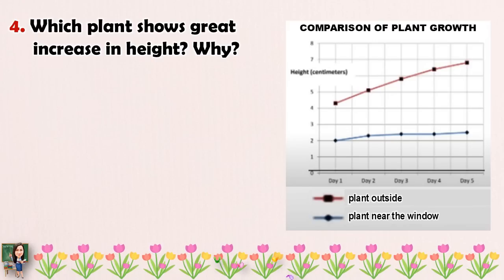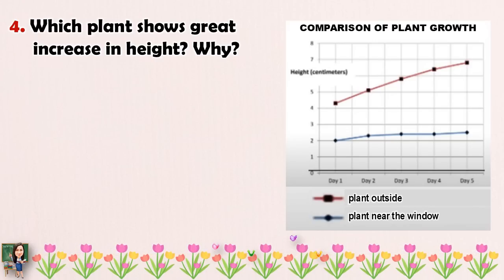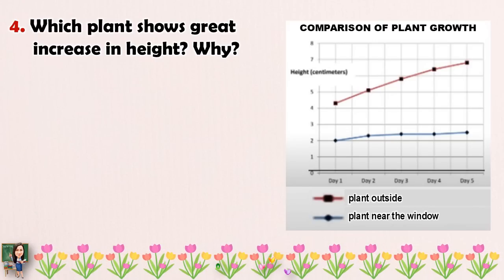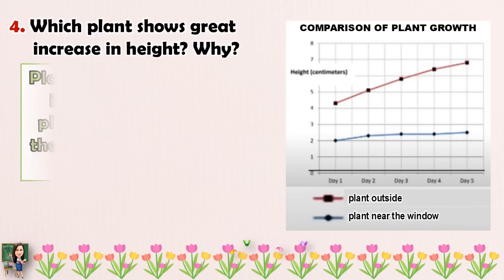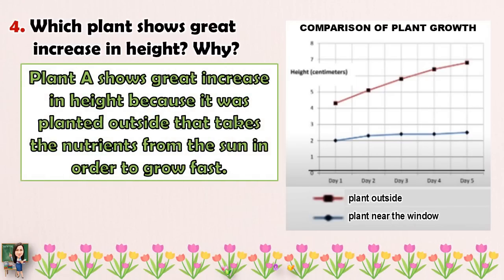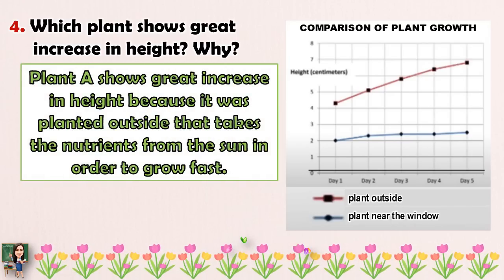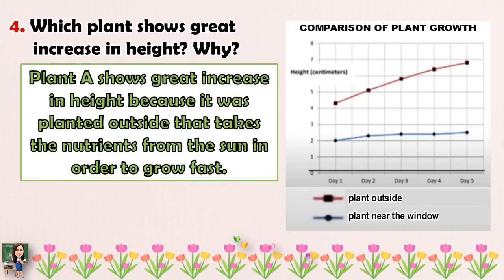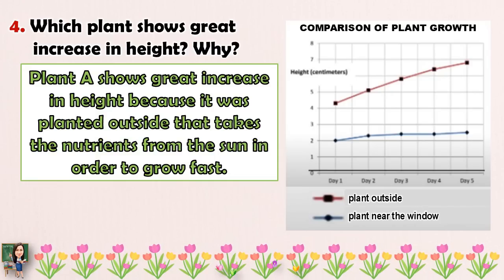Number 4. Which plant shows great increase in height and why? Correct. Plant A shows great increase in height because it was planted outside and takes the nutrients from the sun in order to grow fast.